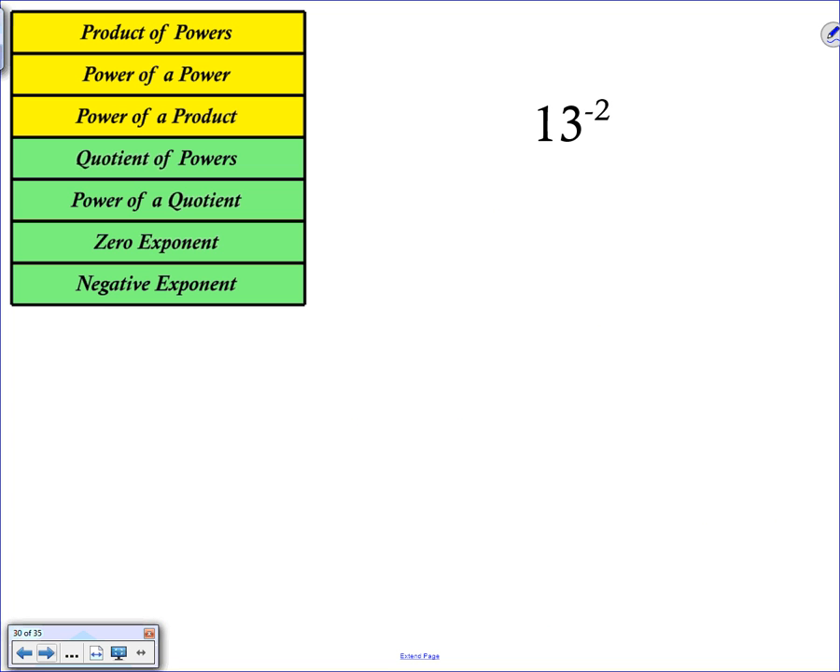13 to the negative 2, that has to go down to the denominator. So I have 1 over 13 squared, which is 1 over 169.